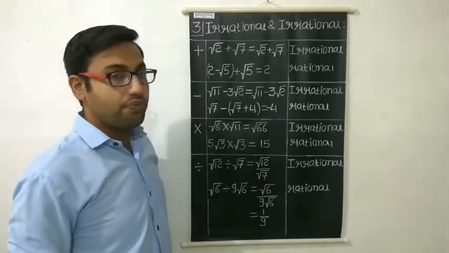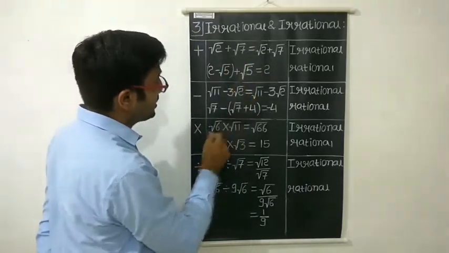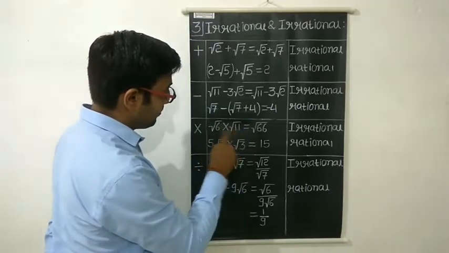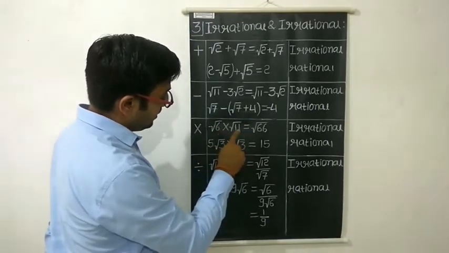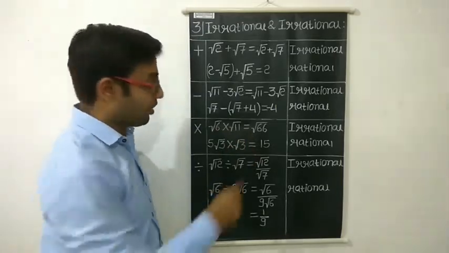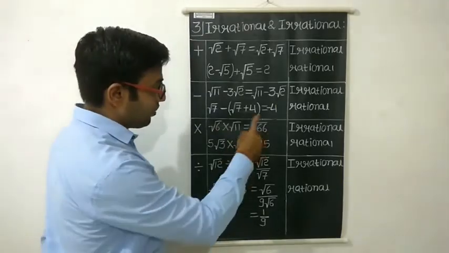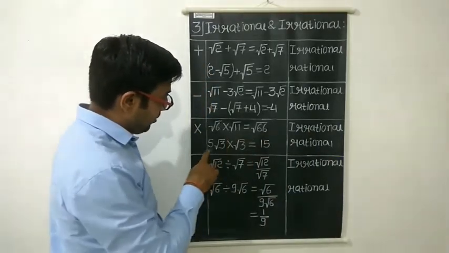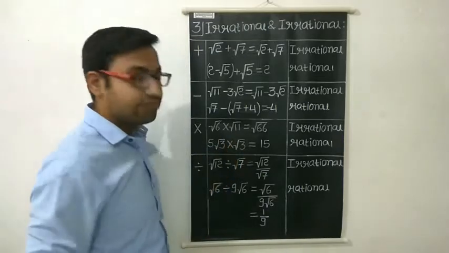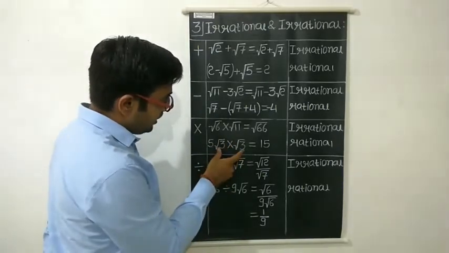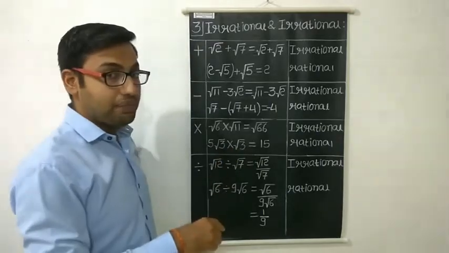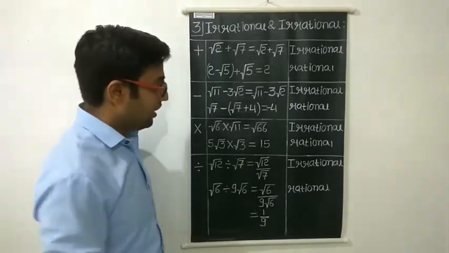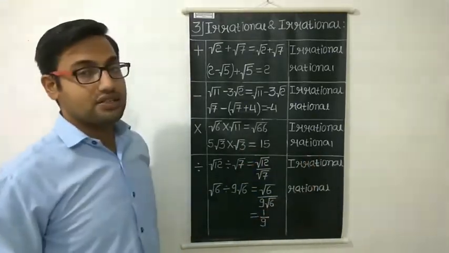Now the third operation, that is multiplication. The first irrational number is root 6. The second irrational number is root 11. As there is a multiplication, we can write root 6 times root 11, which is under root 66. The square root is not possible, so it is an irrational number. Second example, 5 root 3 multiplied by root 3. Root 3 times root 3 gives 3. So 5 multiplied by 3 is 15. And what kind of number is 15? 15 is a rational number.